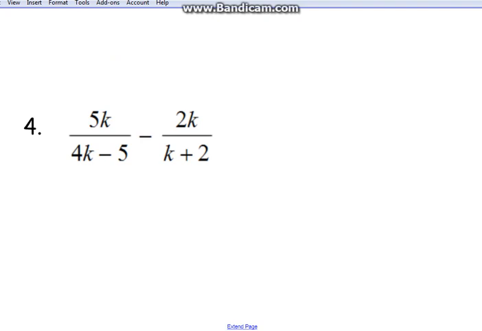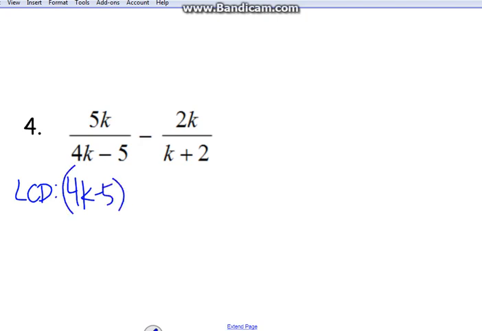Here we go, 5k over 4k minus 5 minus 2k over k plus 2. I take a look at each of these denominators. 4k, negative 5, nothing in common. I'm not going to be able to factor anything out. K plus 2, nothing in common there. There's nothing in common between either of these denominators either. So they're both unique parts, so put them together.